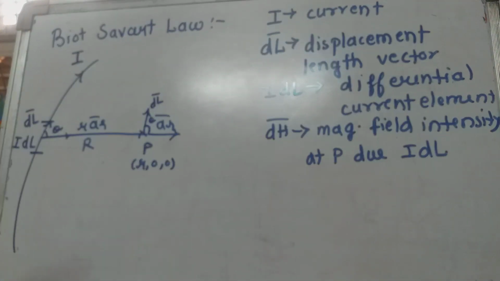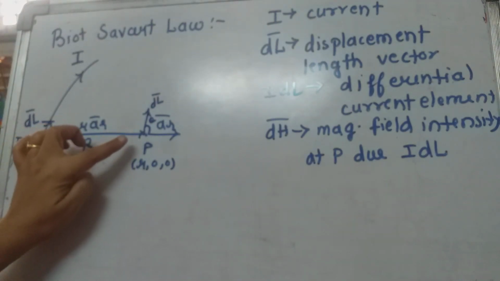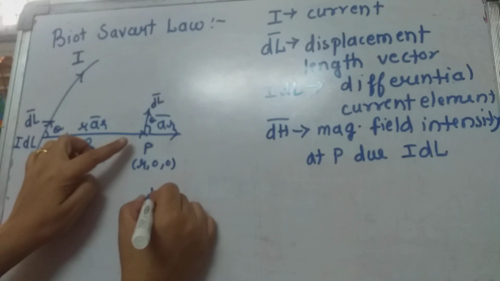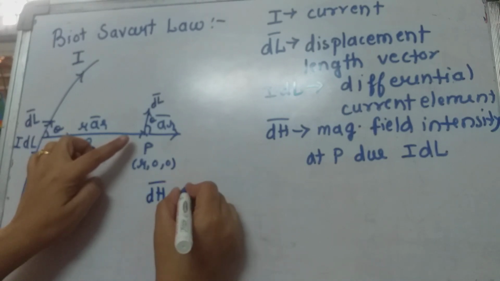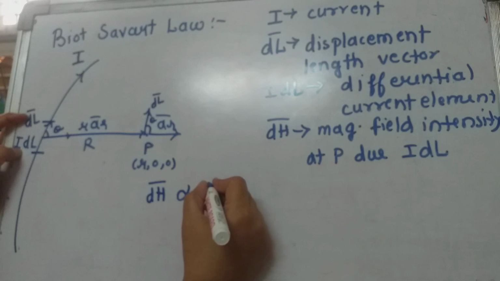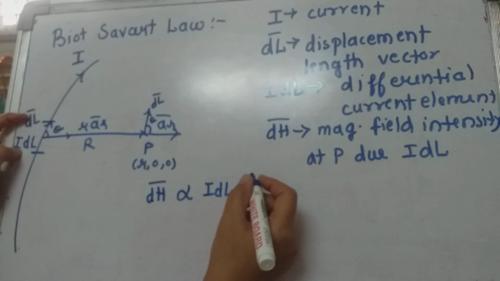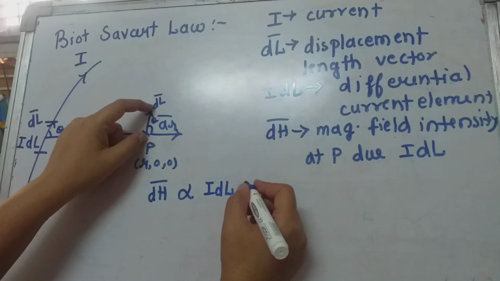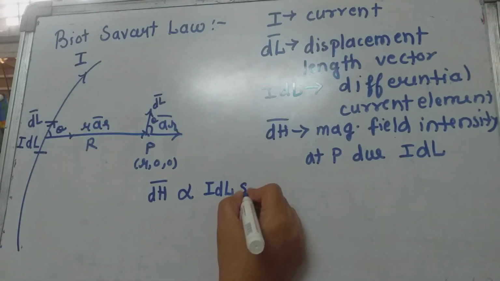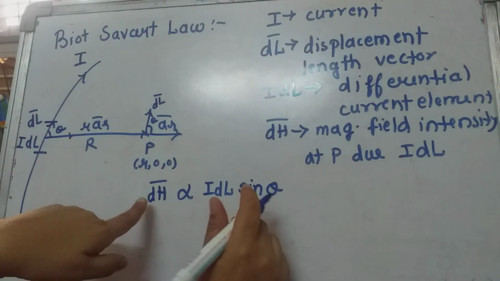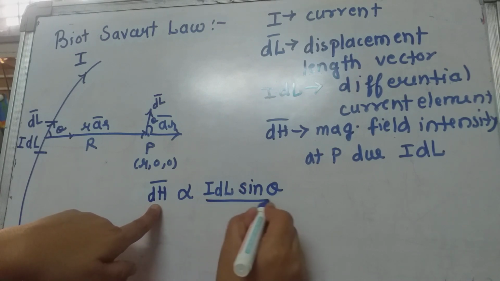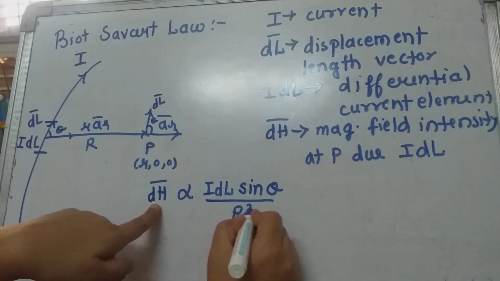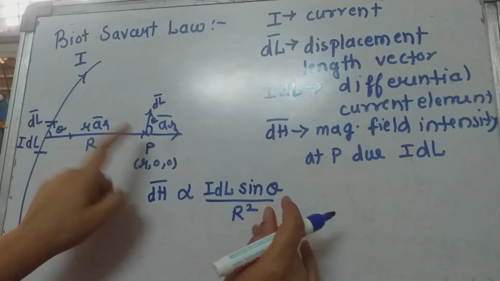Now, according to Biot Savart law, the magnetic field intensity dH bar is directly proportional to the current element I dl and the sine of the angle between the displacement length vector dl bar and unit vector a_r, that is sine theta, and it is inversely proportional to the square of the distance between the source point and the field point.